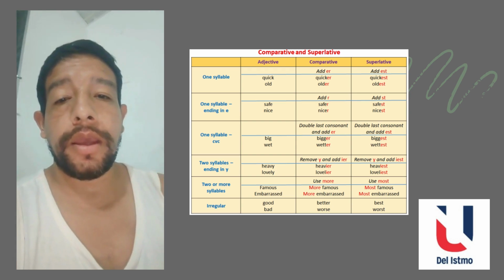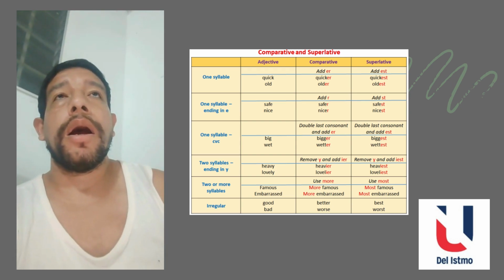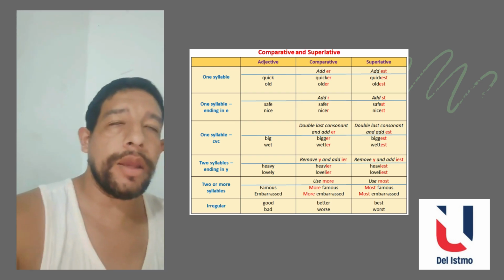So this is how we can use the comparative and superlative in English.